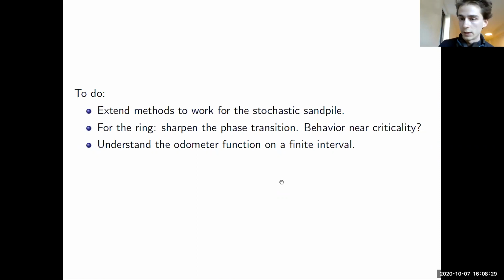Anyway, it would be nice to extend these results for that model, because I think even less is known about that one. As we discussed, it'd be nice to sharpen this phase transition for the ring. And then another thing that's pretty well understood for a couple other models is to understand the odometer function on a finite interval. If you just start with n particles at the origin and you let them evolve until everything is asleep, can you say what the correct order is for the odometer function at 0? That seems like a nice question that I would like to answer.